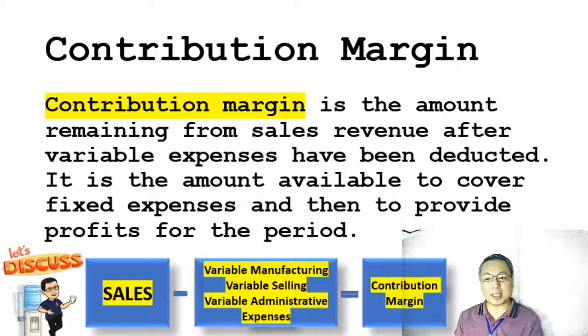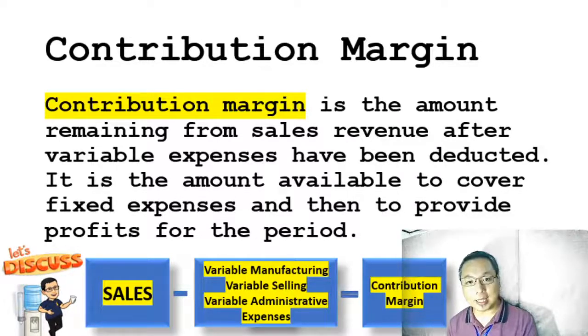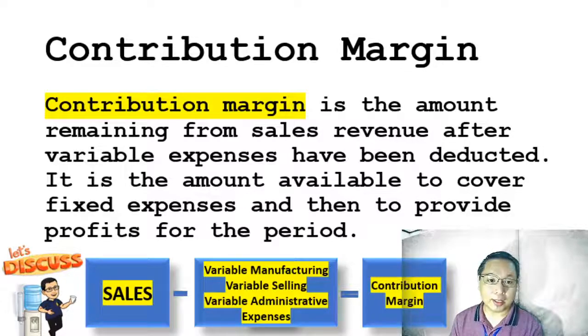Pero ang tanong nga is, bakit ba siya tinatawag na contribution margin? So, tinatawag siyang contribution margin because after settling all the variable cost, ang kailangan mo nang isettle ngayon ay yung fixed cost. At kung may matitira, it will be for the profit. Okay, it will be for the profit.